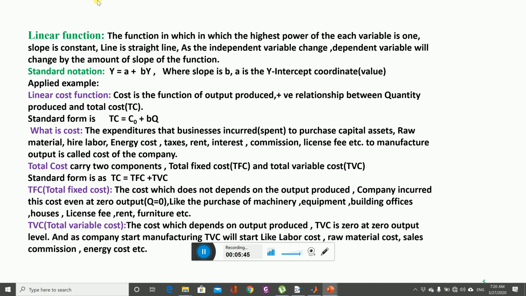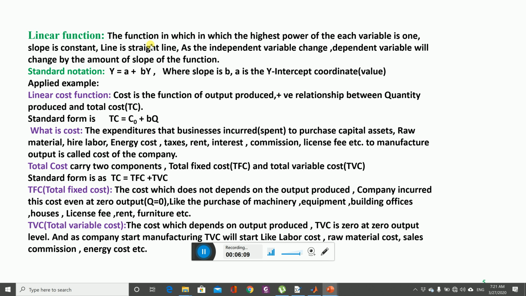Now the second type of function is the linear function, the function in which the highest power of every variable is 1. The slope of the function is constant. The line of this function will be a straight line. If the independent variable changes, the dependent variable will change by the amount of the slope of the function. So these are the features of the linear function.